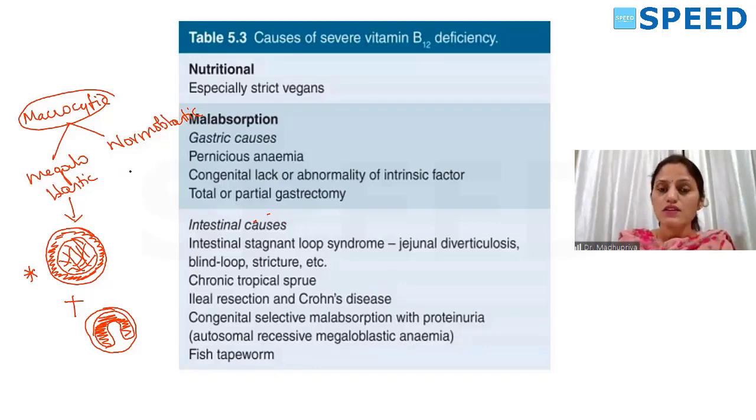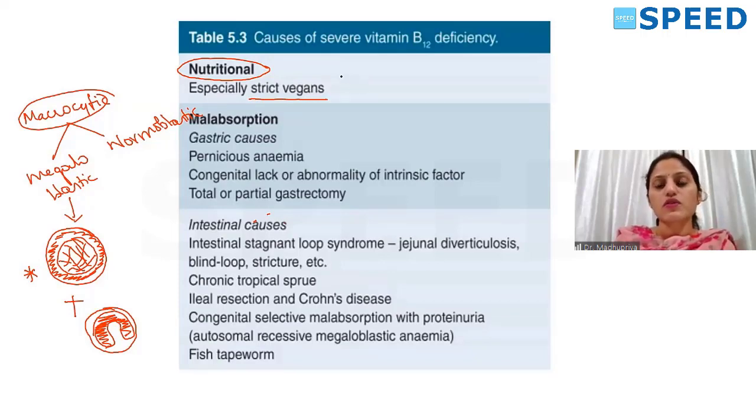So coming to the causes of vitamin B12 deficiency: nutritional. The basic source of vitamin B12 is animal source of food, okay, animal food. So especially this is seen in strict vegans. This is seen in strict vegans, okay.